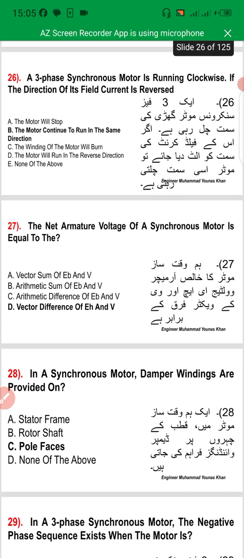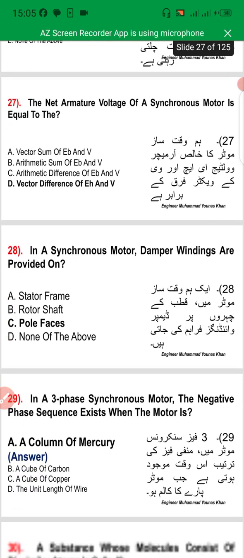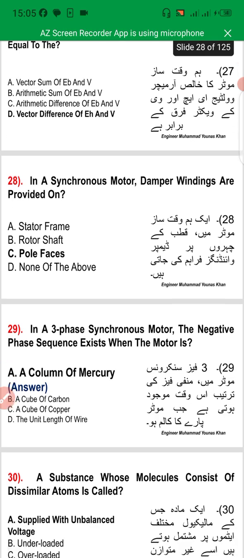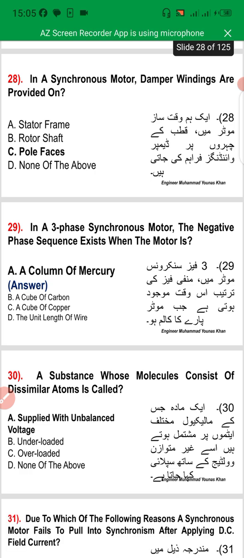A 3-phase synchronous motor is running clockwise. If the direction of its field current is reversed, the motor continues to run in the same direction. The net armature voltage of a synchronous motor is equal to the vector difference of Eb and V. In a synchronous motor, damper windings are provided on pole faces.